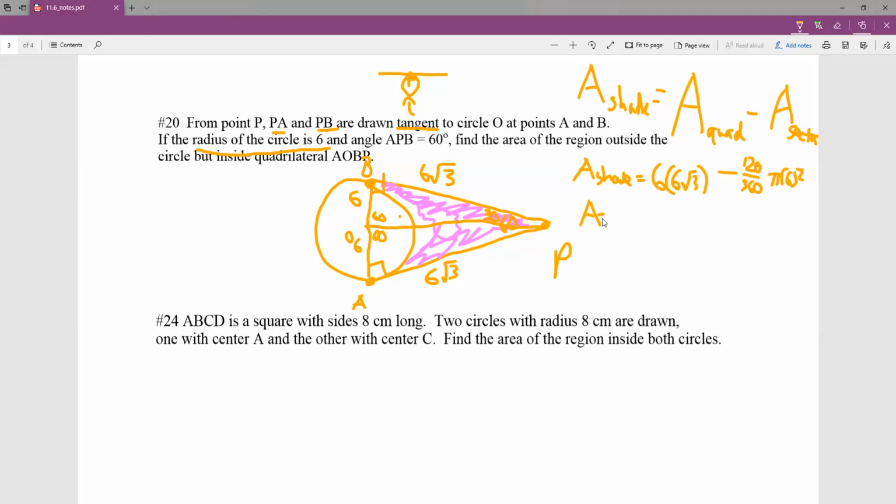So that means the area of the shaded region is 36 root 3 minus, I'm going to have to bust out my calculator here, 120 divided by 360 is a third, I believe. Yes. Times 36 is equal to 12, so 12 pi. And that is as far as we can simplify it. We're leaving it in simplest radical form and in terms of pi. So there you go. The pink area is equal to 36 root 3 minus 12 pi.